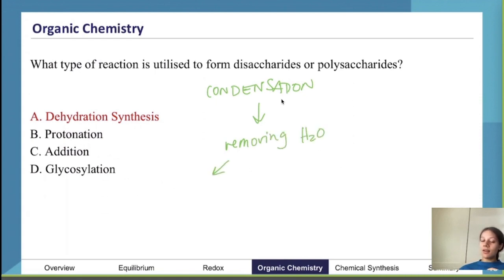So that means we are essentially dehydrating the 2 monosaccharides. We wouldn't call it glycosylation because we're not adding little glycogen groups. I'm not even sure exactly how to describe it. And we don't have addition, because that means we wouldn't be removing the H2O as part of that process, and we don't have protonation either. So we can call this dehydration.